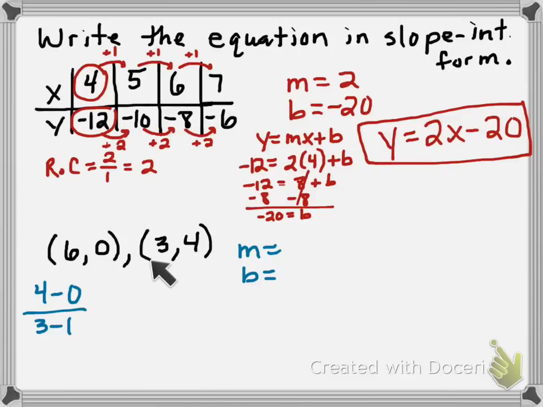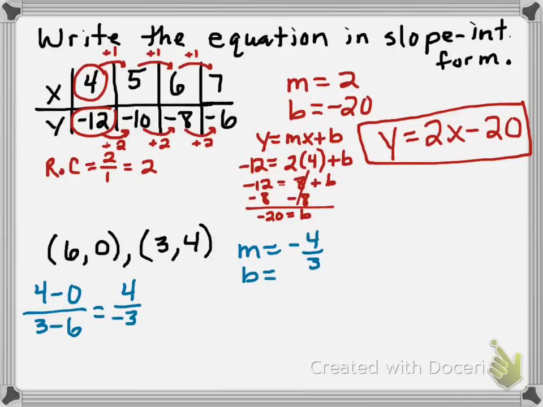I'm going to use my formula to find m. I have y2 minus y1 over x2 minus x1. So 4 minus 0 is 4, and 3 minus 6 is negative 3. So that means my slope is negative 4 over 3.